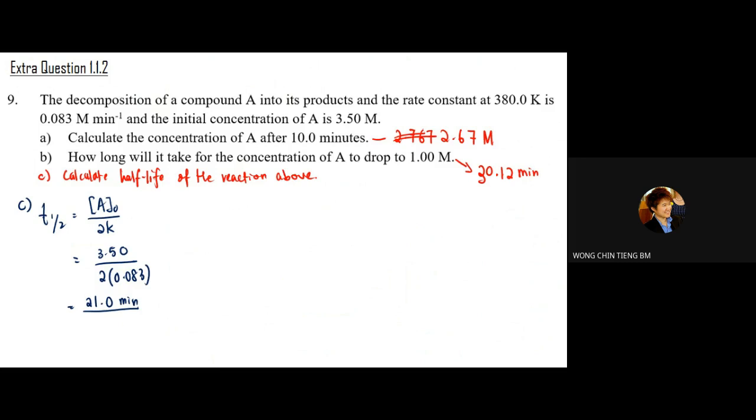We take exactly the same question. We started off with 3.5 molar. After the first half-life, 21 minutes, how much do we get? Molar. After the second half-life, how much do we get? 0. And then?